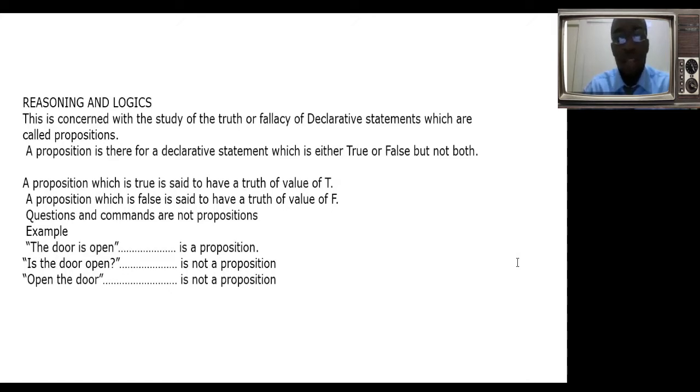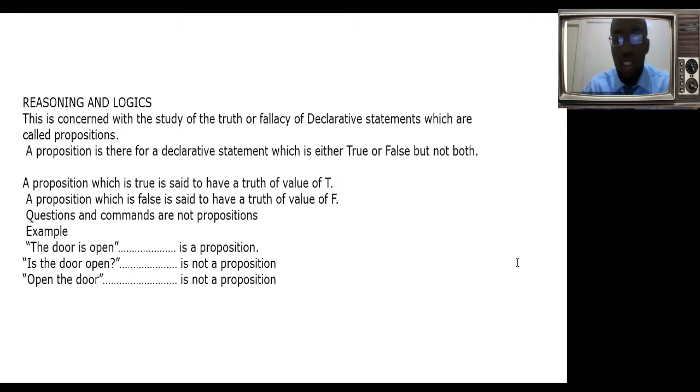Now, if I tell you that I am 6 feet tall, it's either true or false. We can prove it if I stand and someone measures my height, and then either I'm telling a lie or I am telling the truth. So that would be a declarative statement. I am declaring to you that I am 6 feet tall, and it is up to me and you to verify the truth of that statement. When we study the truth or the fallacy of that statement, we call this reasoning and logics, which is a very important topic.